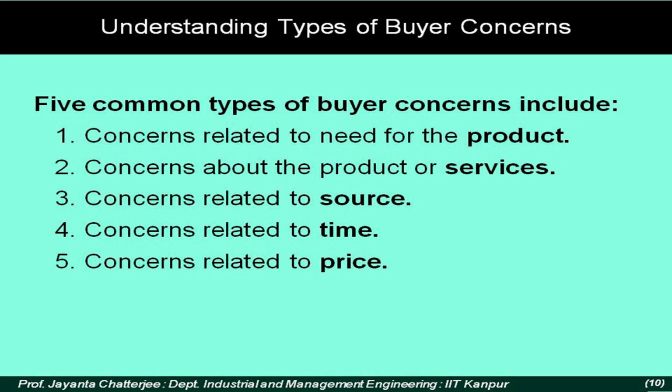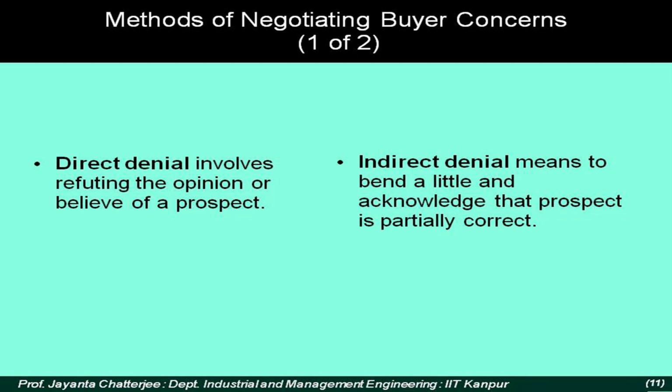To create that sheet, understand these 5 common types of buyer concern. They relate to product, they relate to service or after sales performance. They may relate to time, time taken to deliver, time taken by the product to perform a certain process, various aspects of time, and of course price.